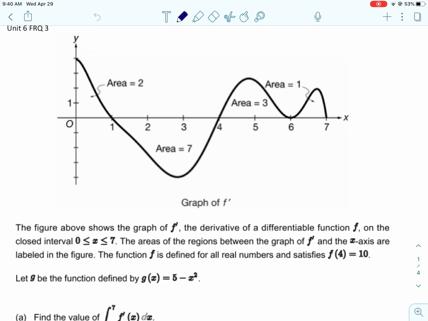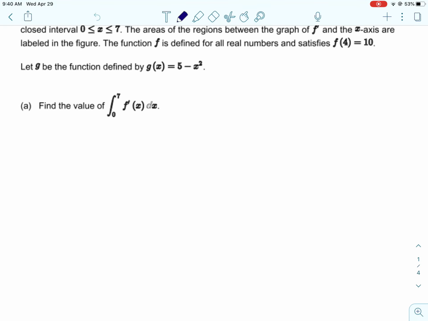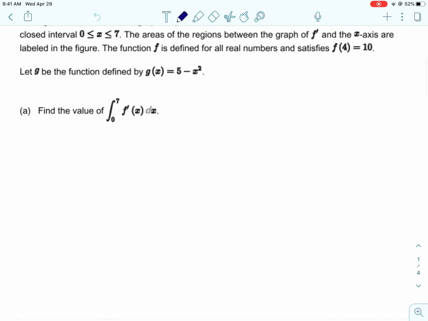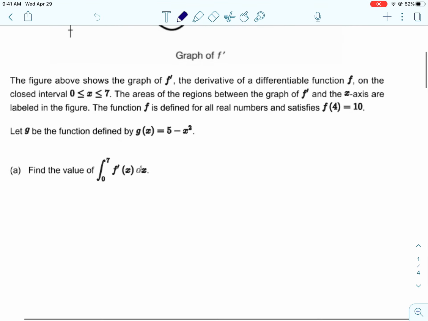All right, so Unit 6, we have two different things going on. We have this graph of f prime, where we have values of areas labeled. And then we also have this other function, g of x, to work with also.